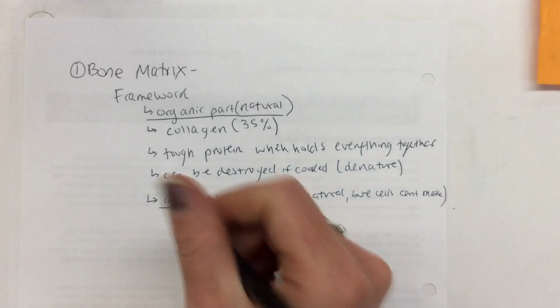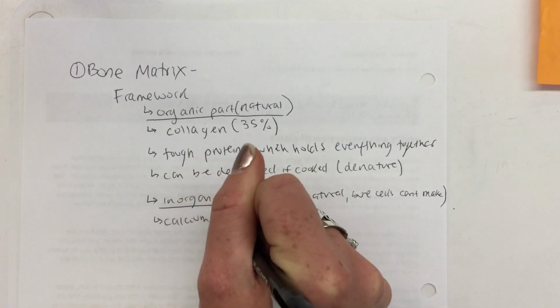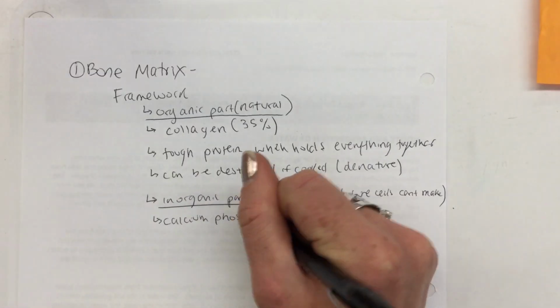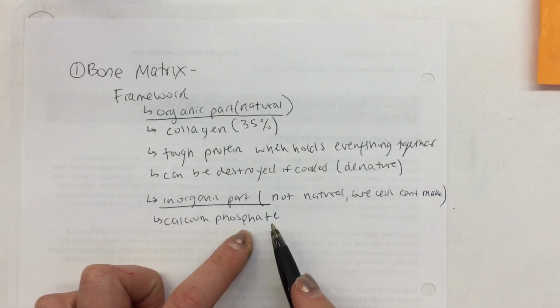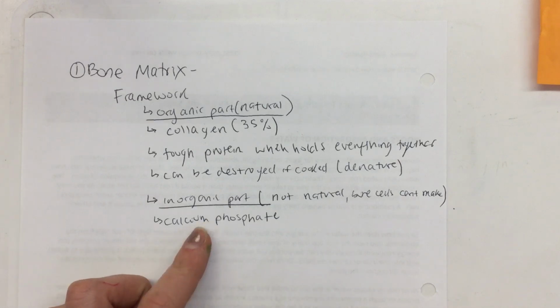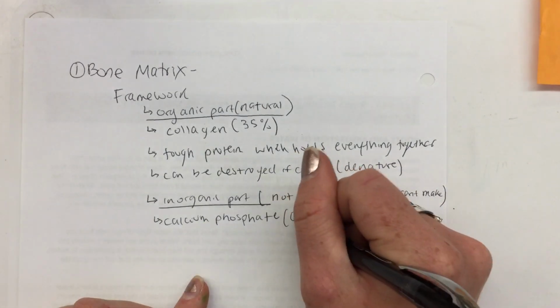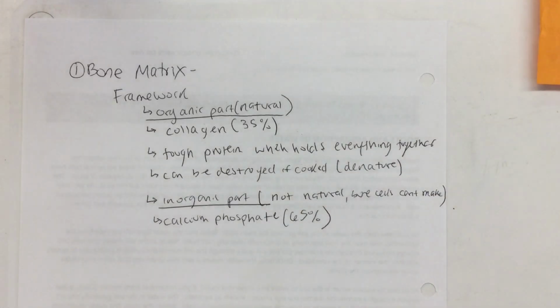So here we have calcium phosphate. Calcium phosphate is the inorganic part. We get phosphate from food. We get calcium from milk. That's why you need to drink milk, because this is 65% of your bones. So if you're not drinking milk or getting calcium, somehow your bones are not going to be very strong.